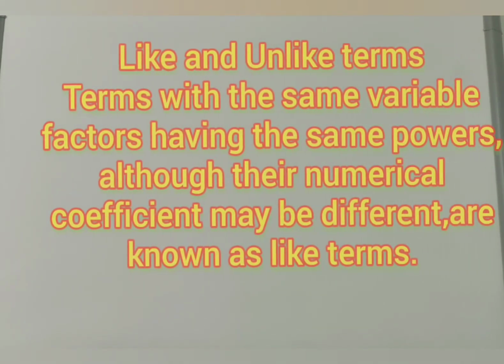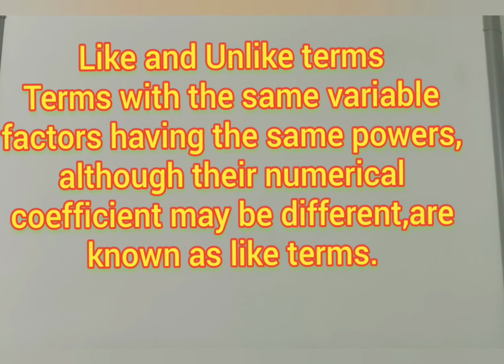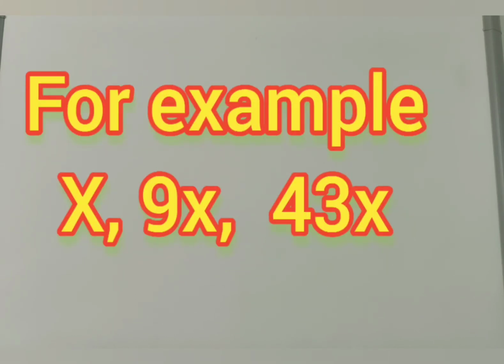What are like and unlike terms? Terms with the same variable factors having the same powers, although their numerical coefficients may be different, are known as similar or like terms. For example, x, 9x and 43x. The variable is the same and the power is also the same, because x is raised to the power 1, and 9x also has x raised to the power 1, and 43x also has x raised to the power 1. But the constant is different. You have to look at only the variables.